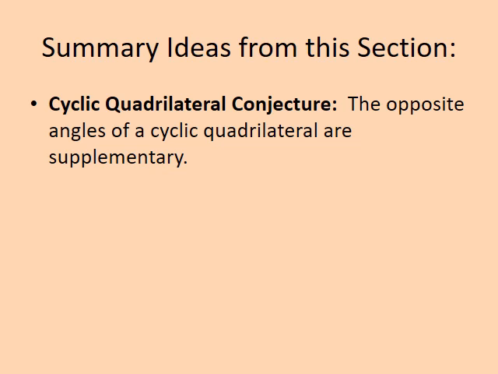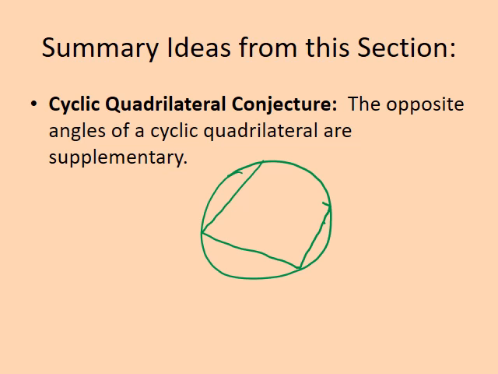In the sketch that you submitted to Haiku, you discovered that the opposite angles of a cyclic quadrilateral are supplementary. So let's talk about a cyclic quadrilateral. A cyclic quadrilateral is a quadrilateral where each vertex is on the circle. We'll call this angle X, this angle Y, this one Z, and this one W. The conjecture states that the opposite angles in a cyclic quadrilateral are supplementary. So Y plus W must be 180 degrees, and X plus Z must equal 180 degrees.